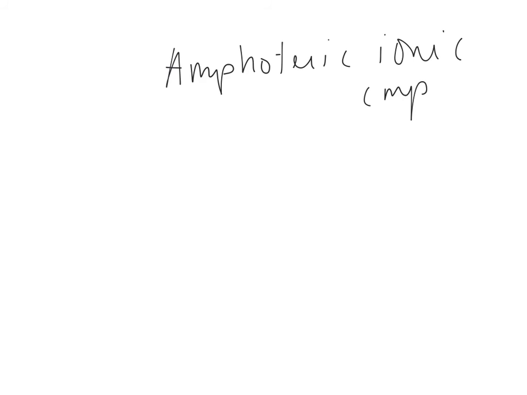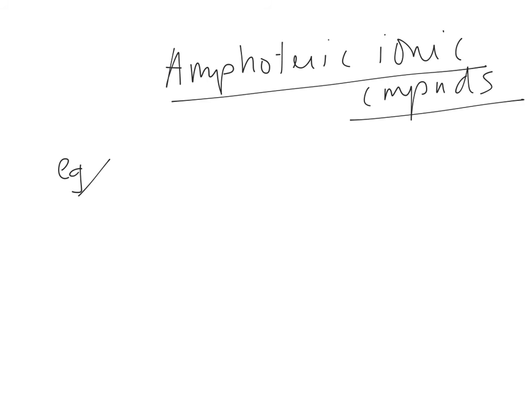Now the other thing that you could run into is amphoteric ionic compounds. Okay, best way to do this is with an example. By the way, you're not going to have both ions that are amphoteric, but take a look at this guy.